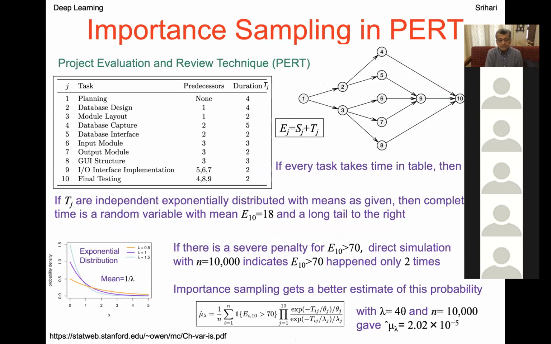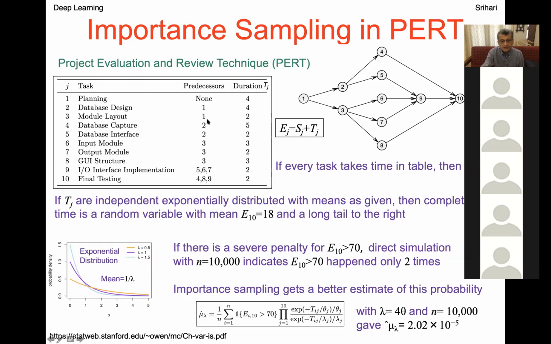A technique used in software development called PERT, Project Evaluation and Review Technique. This says, how long does it take you to develop some code? Planning, database design, module layout, database capture, database interface, input module, output module, GUI structure, IO interface, final testing. The predecessors, how long will they take? 1 week, and so on.